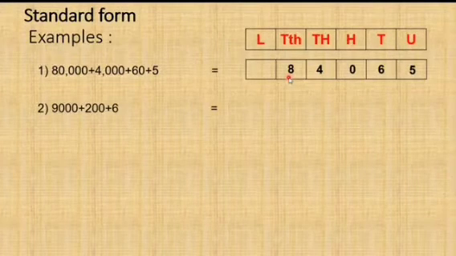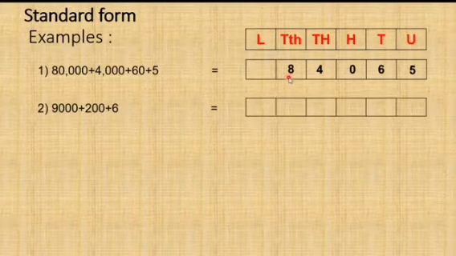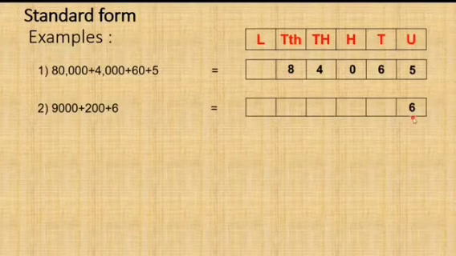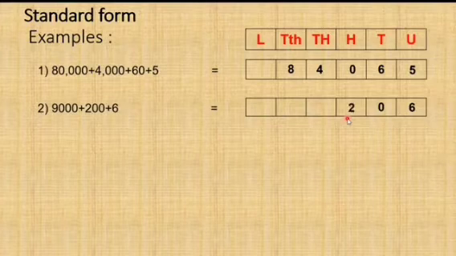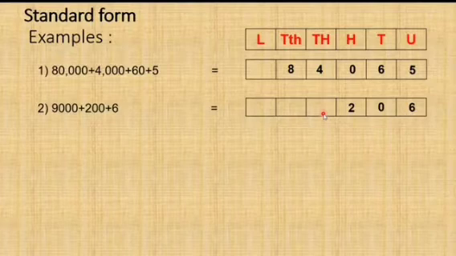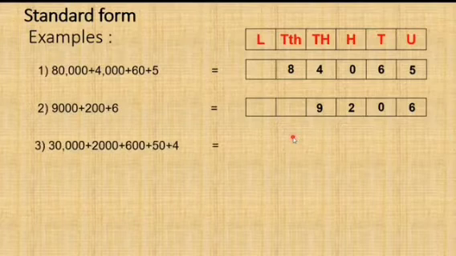Similarly, another example, 9,000 plus 200 plus 6. Again the same way, have a chart done. Then start filling. Units place has 6 in it, no problem at all. Then I don't have anything in tens place, so I fill it with big number 0. Quite confusing, but if you have a chart drawn, it's very easy. Now 200, 2 goes to hundreds place. Then thousands place I have 9,000. So 9 goes to thousands place. That's all.